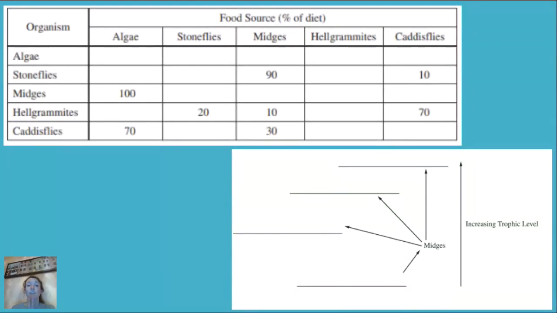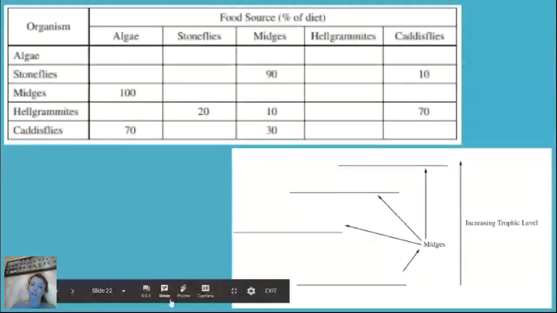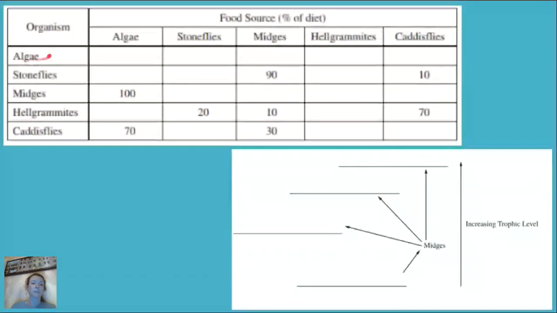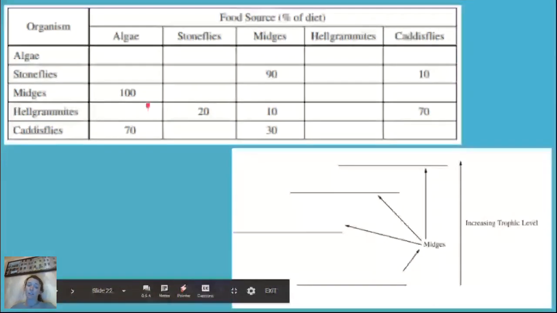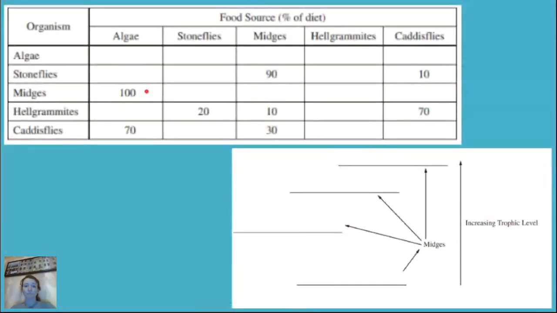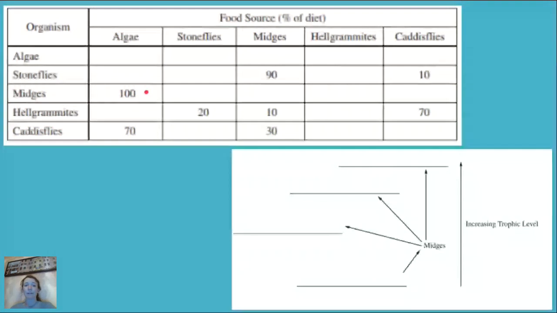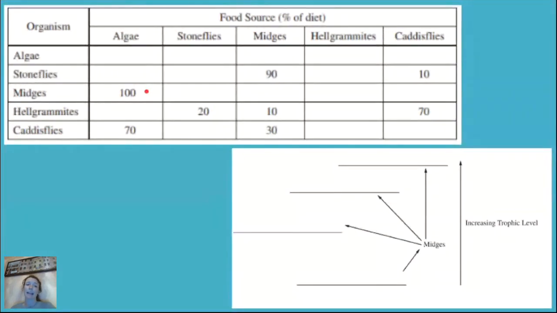Okay, so hopefully the first thing that you were able to notice is that our producer is algae, and hopefully that's kind of a given as well. But you can also know that algae is our producer because it has zero food sources, because it gets all its energy from the sun. So because it's not eating anything, it's going to be at the very bottom here on this line, okay? Then we have midges, and midges only eat algae, so they come next, okay? And now we have three other things to place: stoneflies, hellgrammites, and caddisflies.